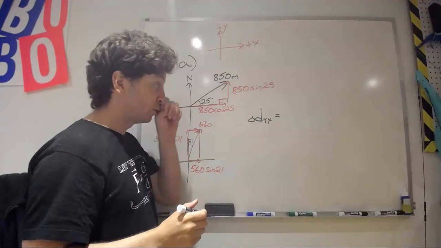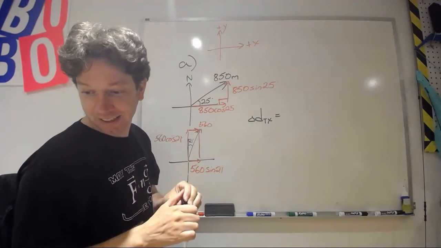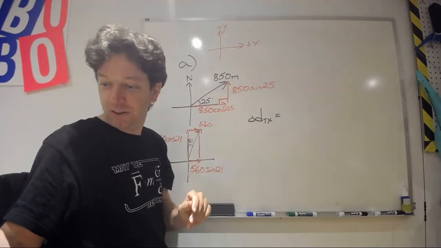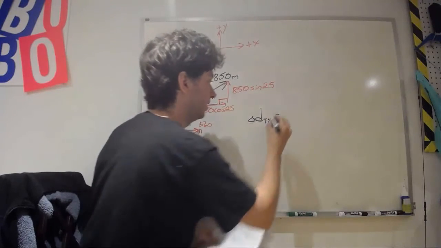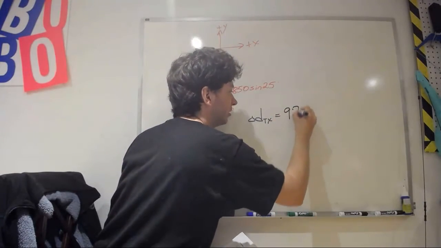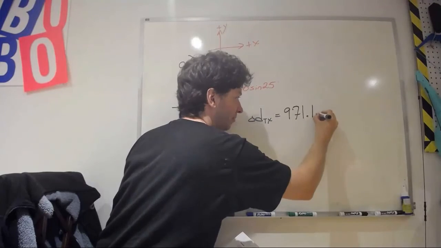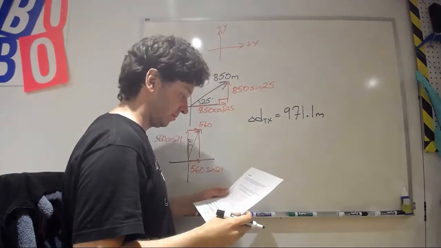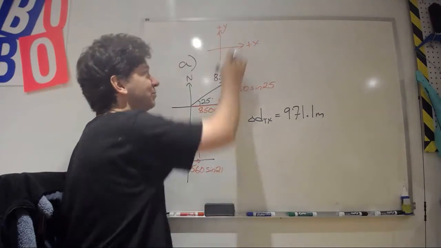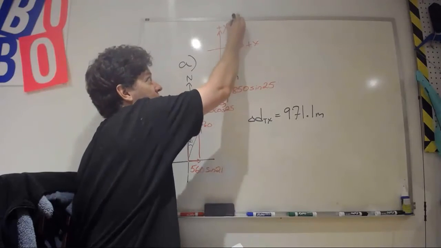I'm running out of room, so when you punch that into your calculator, you'll get the total in x to be 971.1 meters. Okay, and it is going to be positive, meaning it's in our north direction.